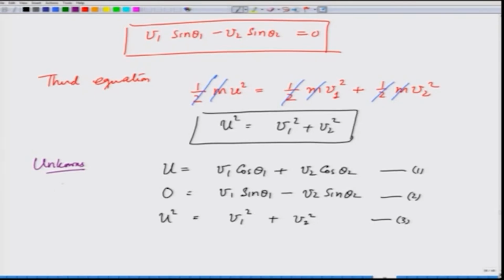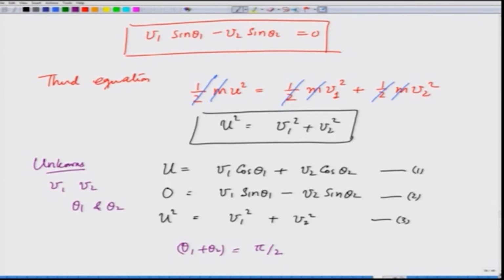U is supposed to be known. I have v1, v2, theta 1 and theta 2, 4 unknowns. So, I cannot get all 4 quantities by solving these 3 equations. I will need some other information, but I can find relationships, and that is what we are trying to find here. We are going to show that theta 1 plus theta 2 always add up to pi by 2. So, we find a relationship. Beyond that, I cannot really find all those 4 quantities individually. So, let us now solve these equations.